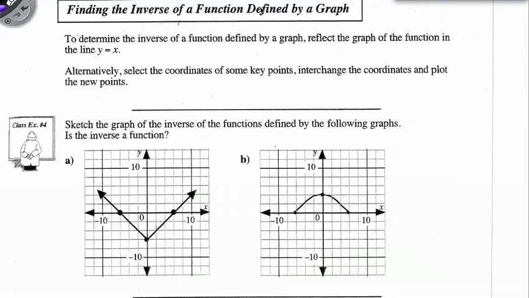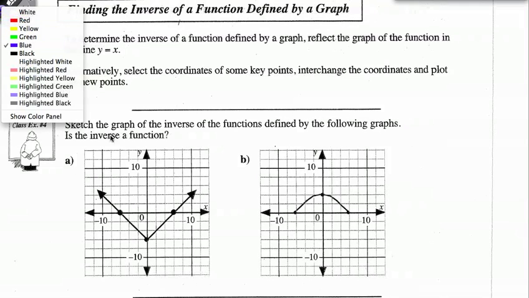Alright, so finding the inverse of a function defined by a graph. Like I mentioned in class, to determine the inverse of a function, you can reflect the graph of the function in the line y equals x, or alternatively select the coordinates of some key points on your graph, interchange the coordinates, and plot the new points. So here we have some examples where we're going to sketch the graph of the inverse of the functions defined by the following two graphs, and it's asking, is the inverse a function?